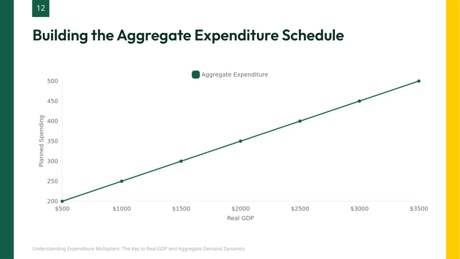Here we have the aggregate expenditure schedule displayed through a line chart. On the horizontal axis, we see real GDP, which measures the total output of the economy. On the vertical axis, we have planned spending, representing the total amount households, businesses, and the government intend to spend at each level of GDP. As real GDP increases from 500 to 3,500, planned spending also steadily rises, moving from 200 up to 500.